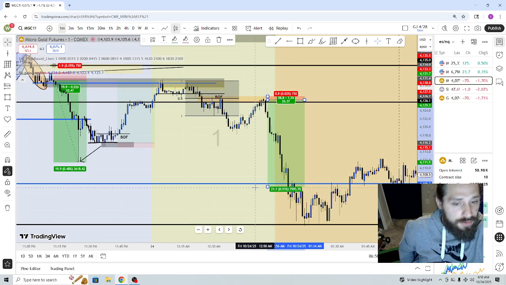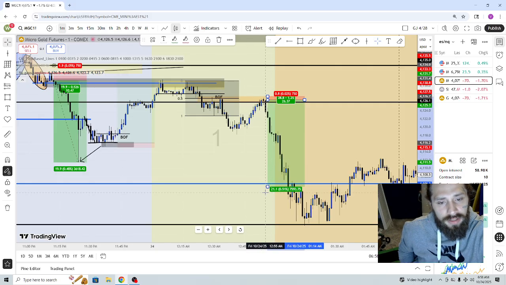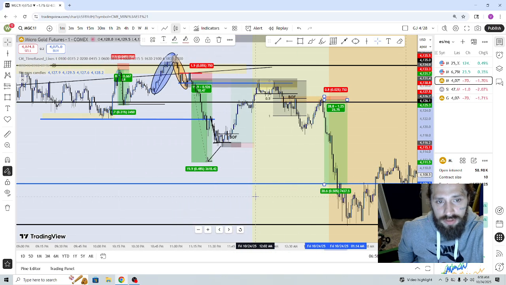We're aiming for that London draw of liquidity, which is going to give us a nice 1 to 25 risk to reward.